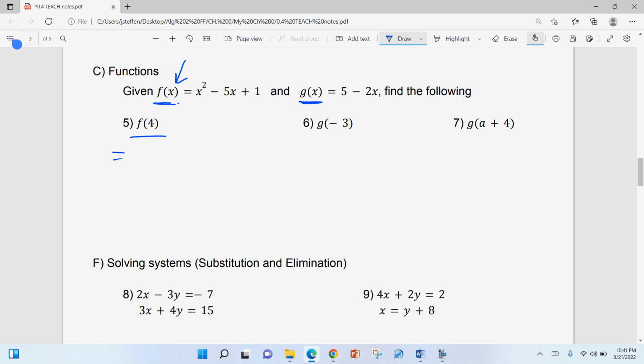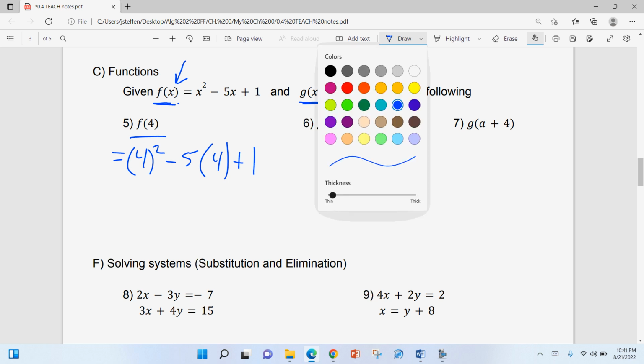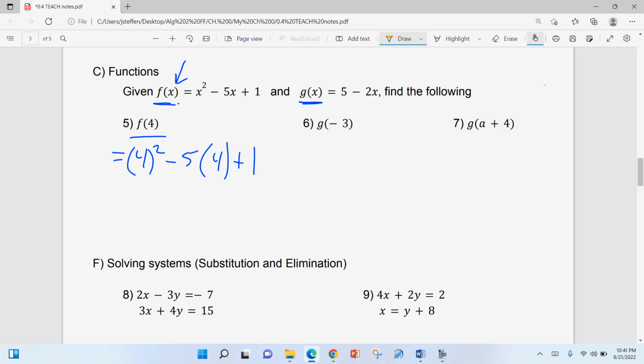So we have 4 squared minus 5, hold on, let's use parentheses, times 4 plus 1. Anytime I plug numbers in, I always use parentheses. It's a pretty good habit to get into, and it is very helpful for a lot of problems. So 4 squared is 16. 4 times 5 is 20 plus 1. 16 minus 20 plus 1 is negative 4 plus 1 is negative 3, I believe. So again, the best way to write this is f of 4 is equal to negative 3.